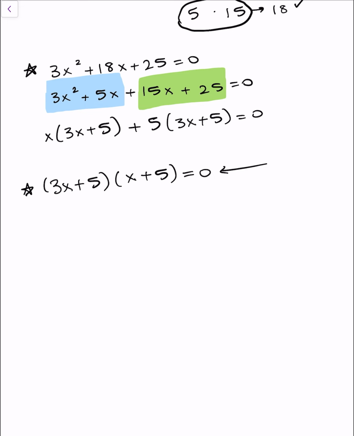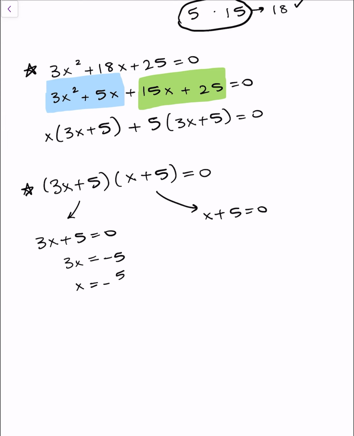So in order to do that, we're going to split this up into two sections. So 3x plus 5 can equal 0, or x plus 5 can equal 0. And now let's solve for x. So this one, we have 3x equals -5, x equals -5 divided by 3. And then this one over here, we have x equals -5. So those are our two answers, or our two solutions.